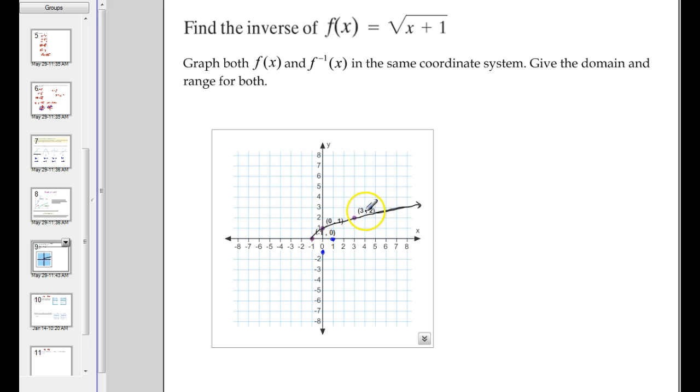This is a point 3, 2. If I flip x and y, that would be 2, 3. Alright, and you can see as I plot more and more points, I'm getting that symmetry over the line y equals x. Alright, 8. If I plug in 8, 8 plus 1 is 9. The square root of 9 is 3. So 8, 3. So that would be 3, 8. Alright, and then there's the points that would be on the graph of the inverse.